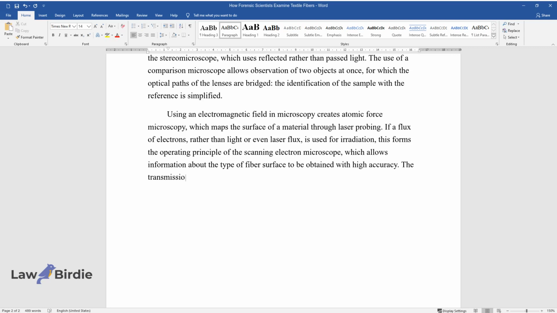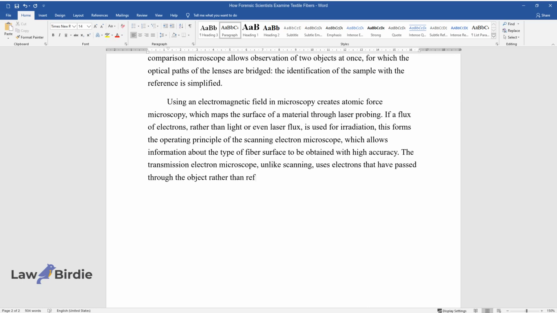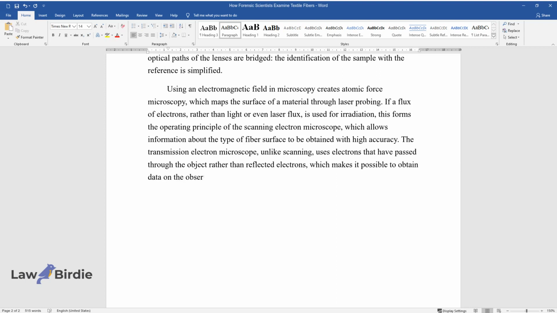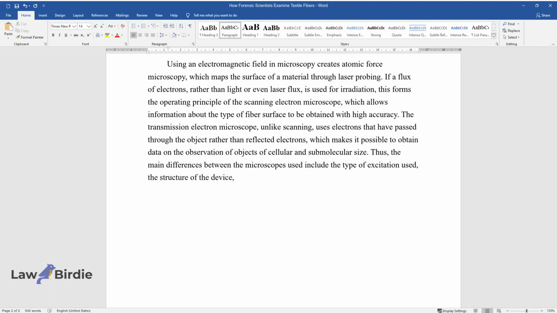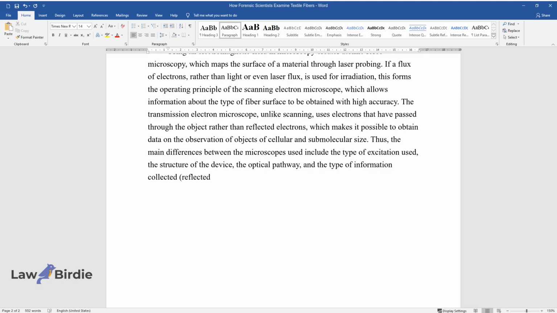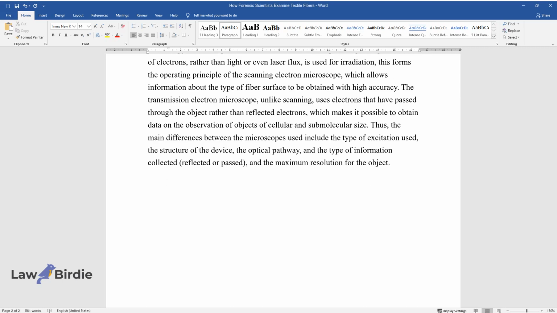accuracy. The transmission electron microscope, unlike scanning, uses electrons that have passed through the object rather than reflected electrons, which makes it possible to obtain data on the observation of objects of cellular and submolecular size. Thus, the main differences between the microscopes used include the type of excitation used, the structure of the device, the optical pathway, and the type of information collected, reflected or passed, and the maximum resolution for the object.